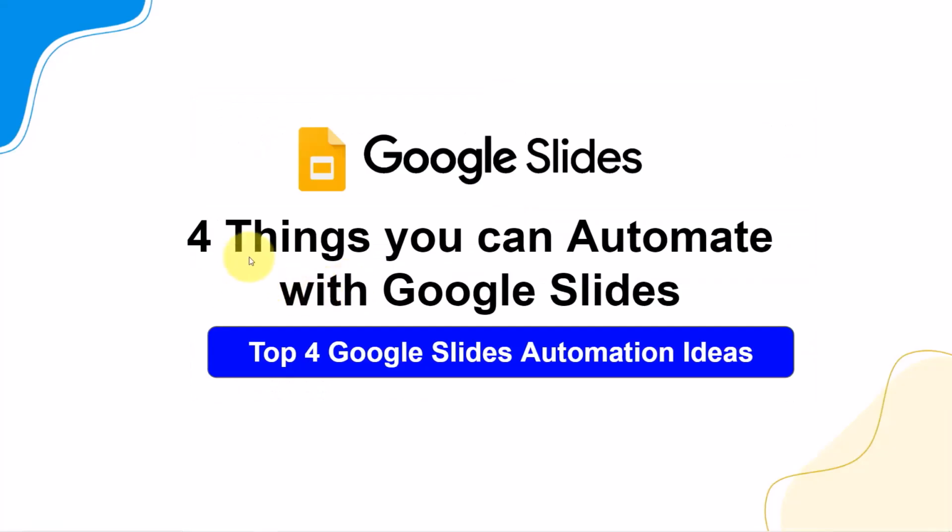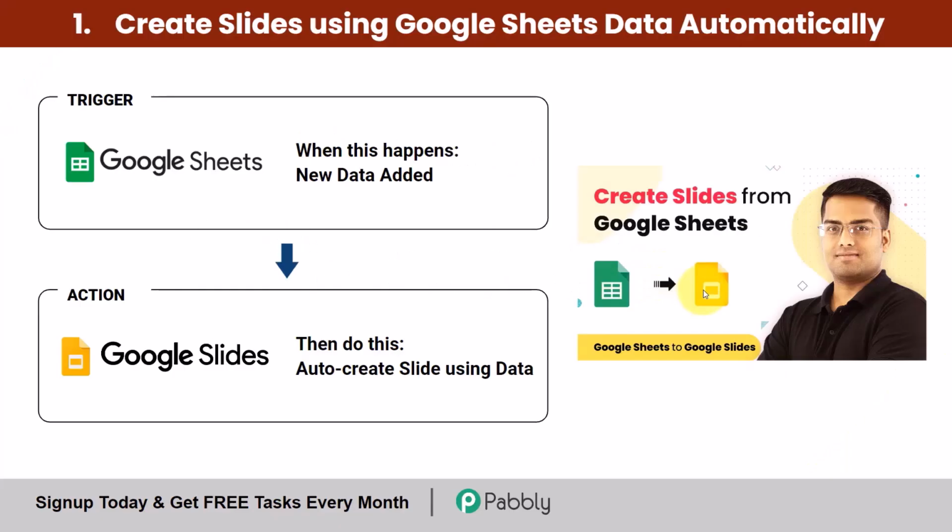In this video, I'll show you 4 amazing things that you can automate with Google Slides. So let's discuss these automation ideas one by one. So the very first automation idea I would like to suggest is create slides using Google Sheets data automatically. Yes, it is possible. Assume that you have some data in your Google Sheets, and using that data you want to create a slide. So here you have 2 choices.